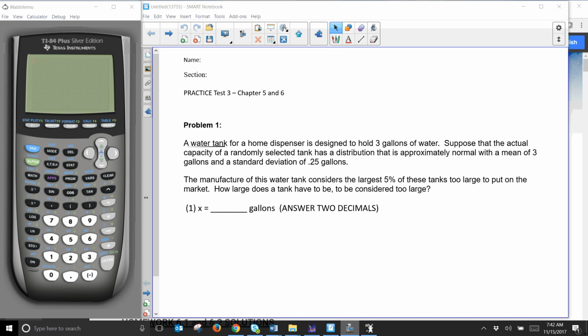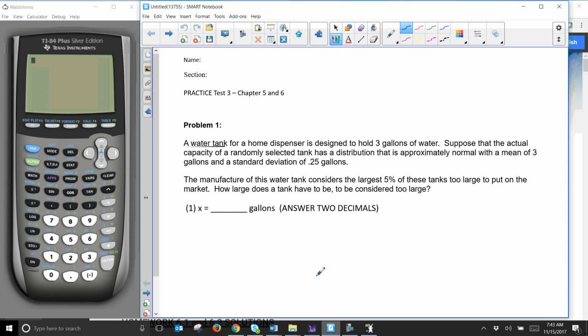Okay, in this first video, we're going to take a look at practice test 3 from chapters 5 and 6. In problem 1, we have a water tank for home dispensers designed to hold 3 gallons of water. Suppose the actual capacity of a randomly selected tank has a distribution that is approximately normal with a mean of 3 gallons and a standard deviation of 0.25 gallons. The manufacturer of this water tank considers the largest 5% of these tanks too large to be put on the market. How large does a tank have to be considered too large?